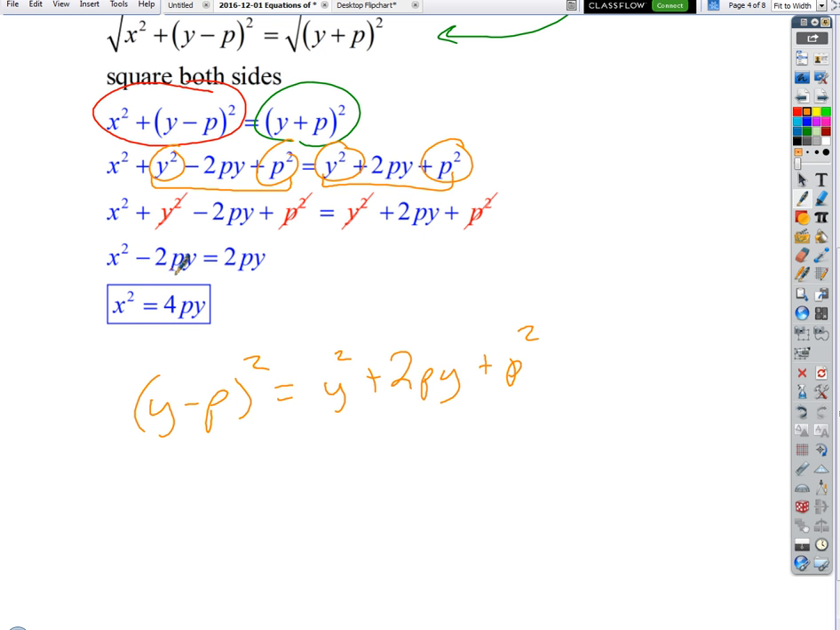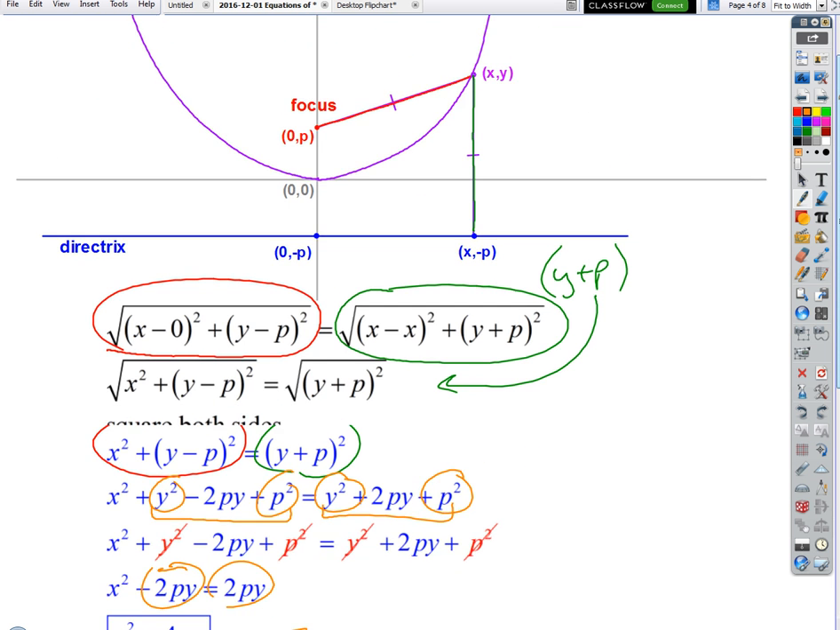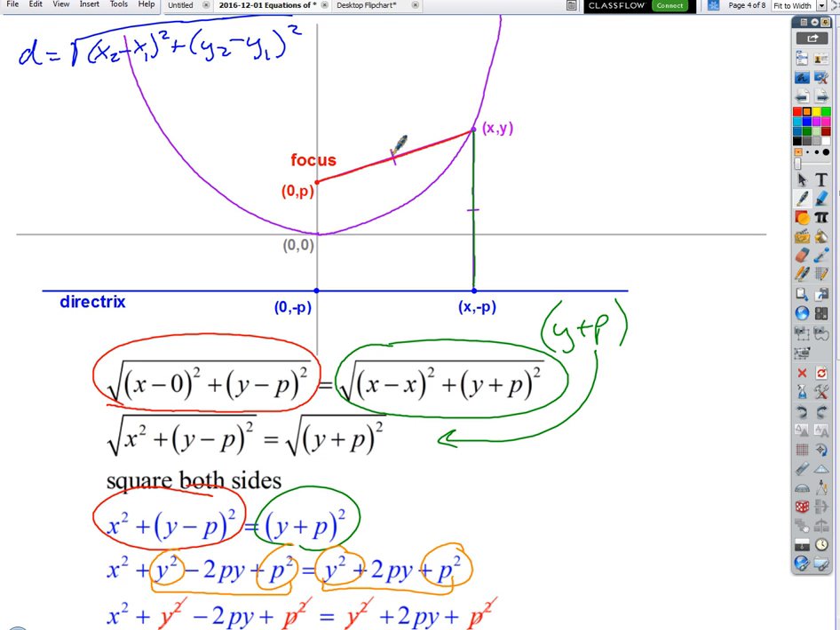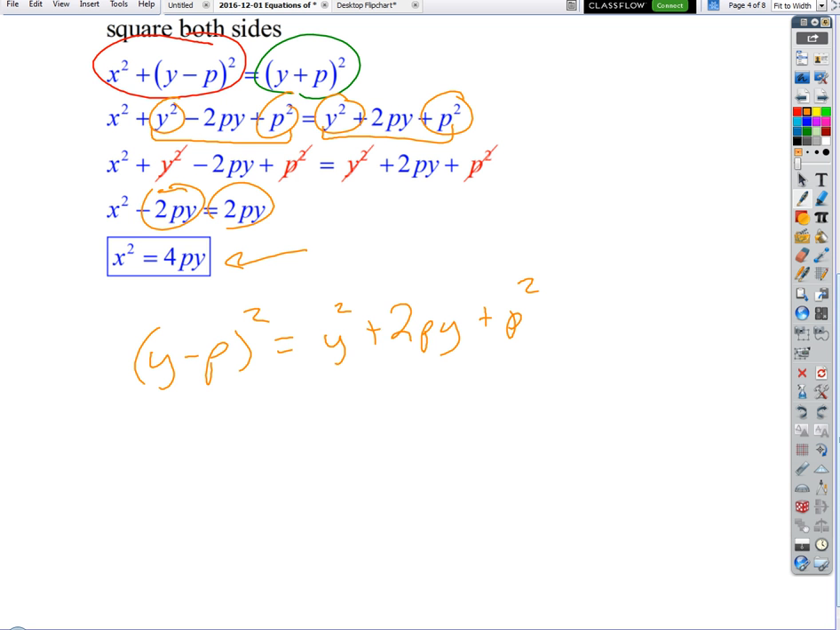The last thing we could do, recognizing that we have like terms there and there, we can just combine them, right? Let's just add 2py to both sides, and we get this result. That's good. That's a pretty compact result, isn't it? Now think about that. Look where we started. You know, we started back here with this idea that the red and green distances are always the same, right? And look where we ended up.